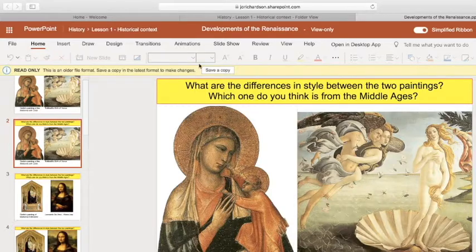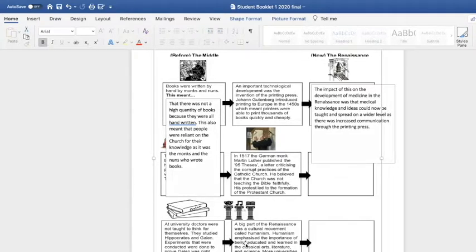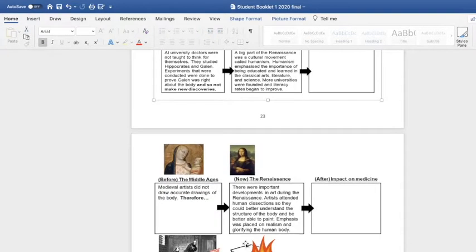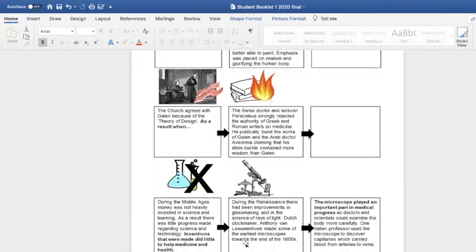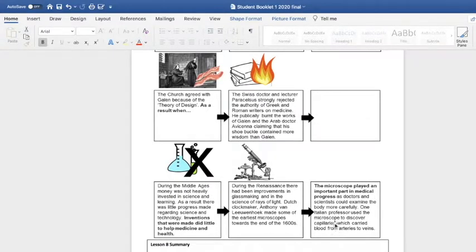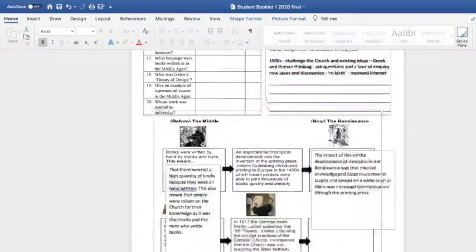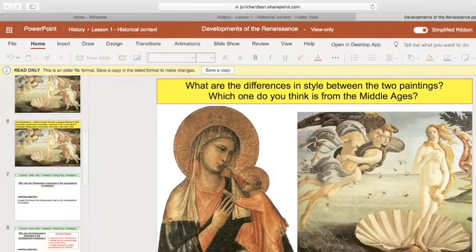So when you are answering each one, really think about how it might improve medicine. You have to do that for 5 of them, and there is a model for you in your booklets anyway, the last one being the microscope. So this one would be talking about the idea of improvements in technology. And once you've done that, you are essentially finished.